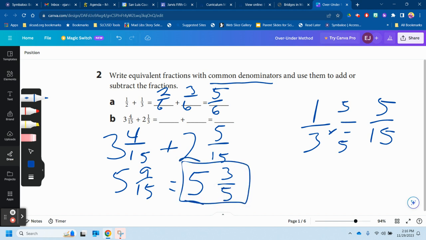Kind of simplifying. Let me write that out again. 9/15. If I divide by 1, I don't change the value either. 3/3. 9 divided by 3 is 3. 15 divided by 3 is 5. And we've kind of done this in class. So 5 3/5. So let's move on.